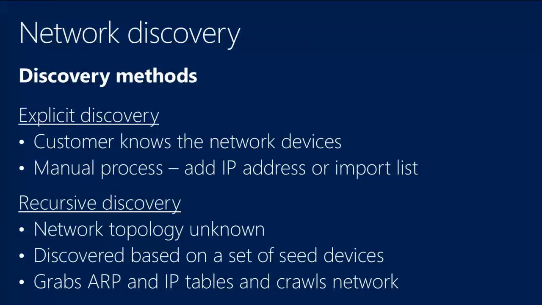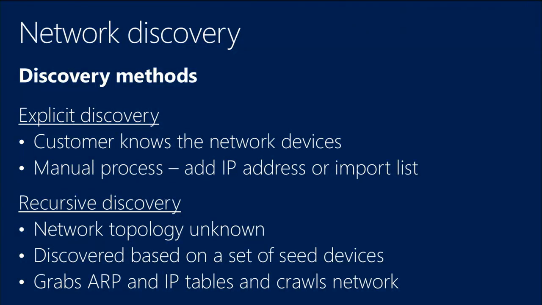Now, if you want to add a network device, there are actually two ways of going about it. There's what we call an explicit discovery, so you know the IP address, you have a list, you know all the read strings for SNMP, and you just want to add that full list and be able to discover them, and you're good.